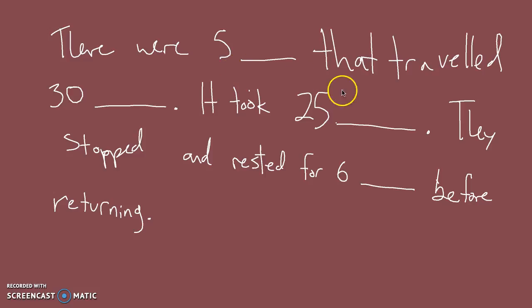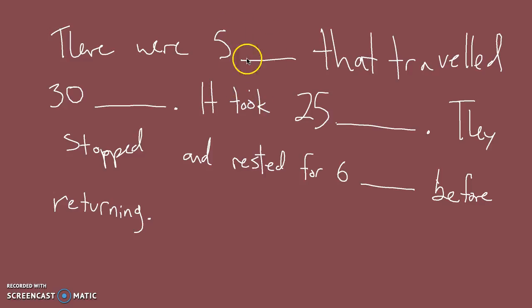There were five that traveled 30. It took 25. They stopped and rested for 6 before returning. Okay, and you might be thinking, well, that doesn't make a ton of sense because we don't really understand what's going on. Clearly, something went somewhere and then came back. And you might have in your mind, oh, well, this was probably people. Maybe this was miles. You might have something in your mind, but we have no idea.